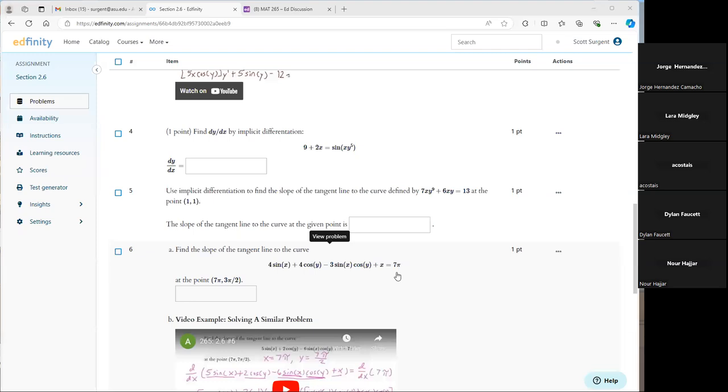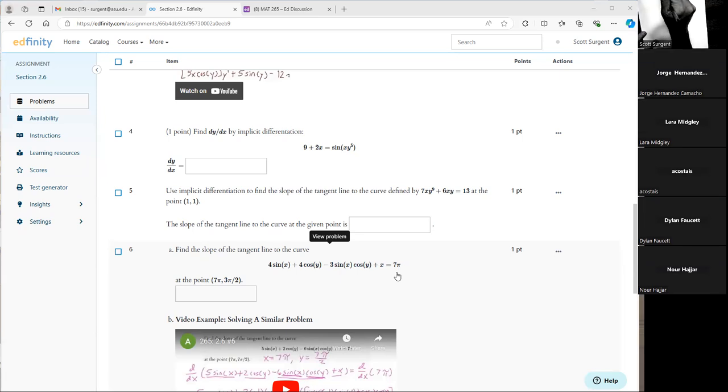Okay, number 5 is another one of those. It's just a little more complicated, but it's not bad. Let me write it down. 2.6 number 5. It's 7xy to the 9 plus 6xy. This will be a good excuse to talk about chain rules and stuff. Equals 13, and then we're at the point (1, 1). So that happens last.